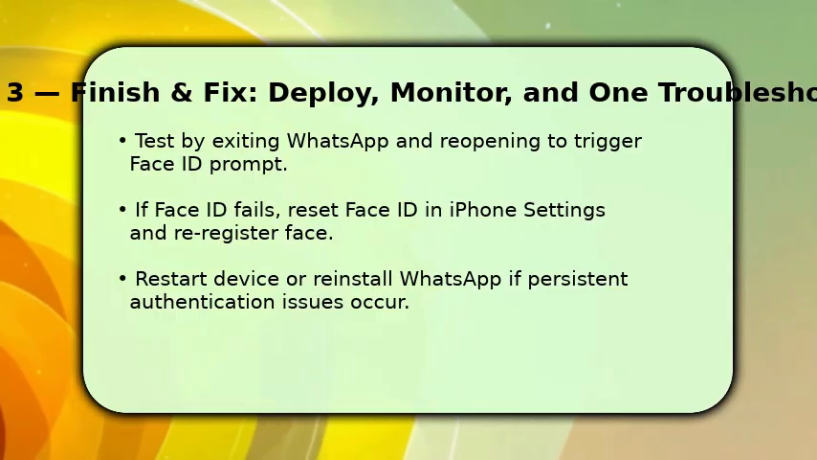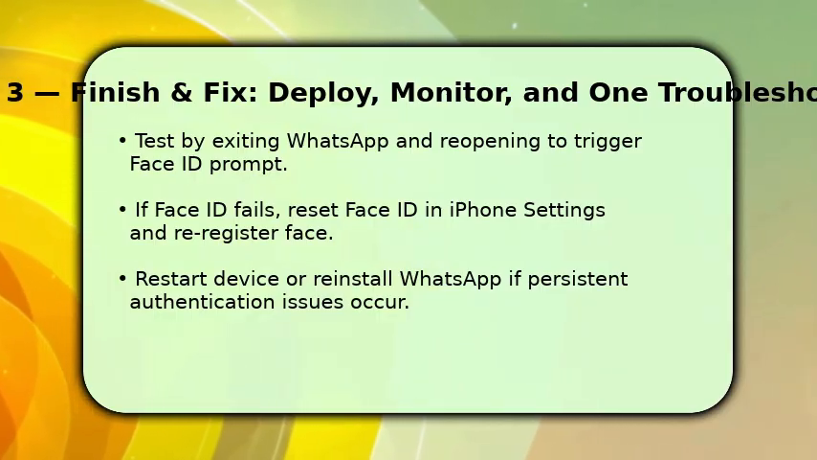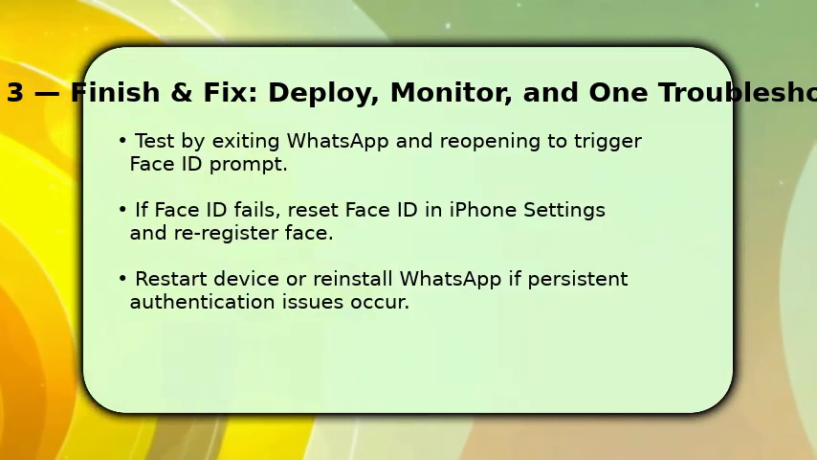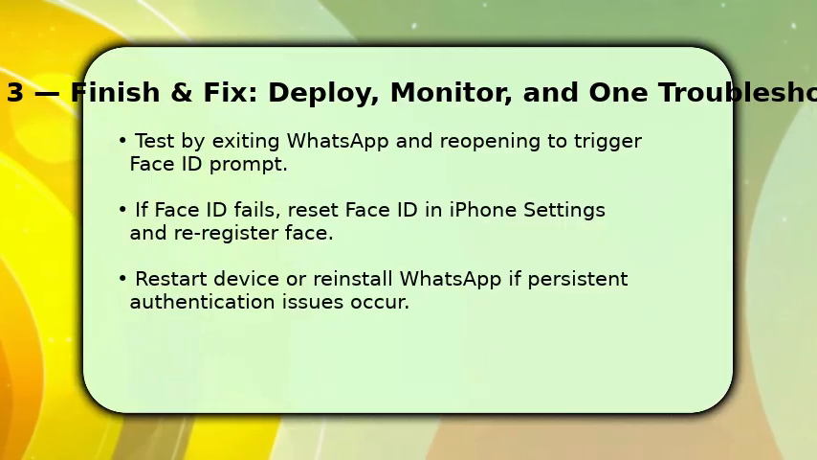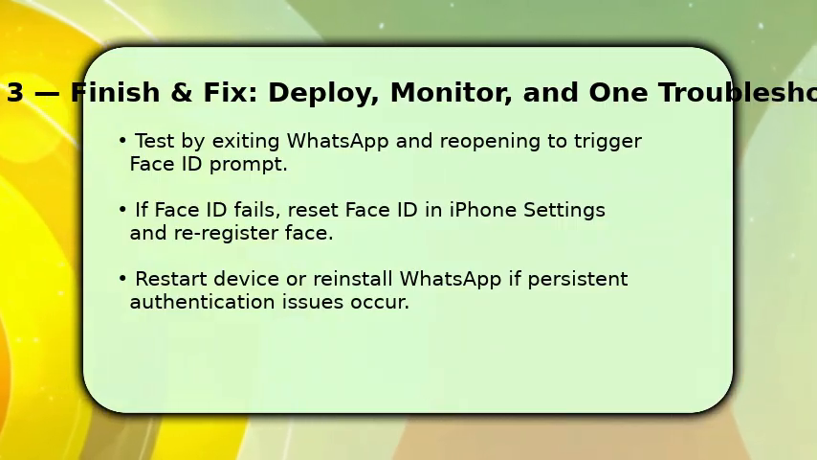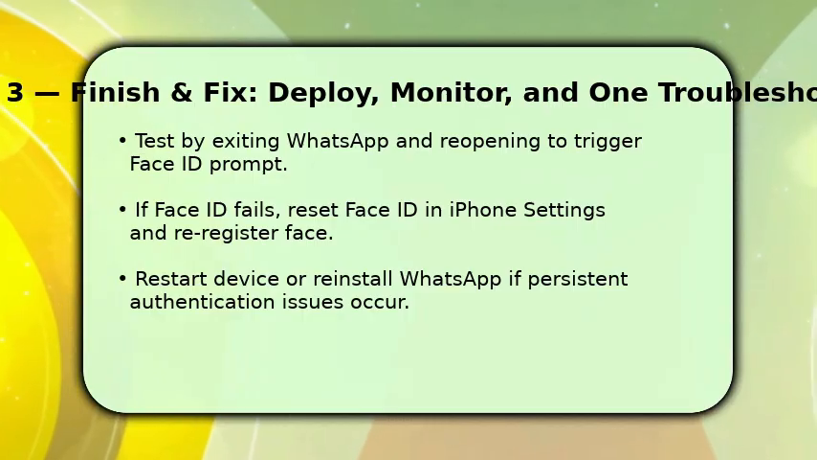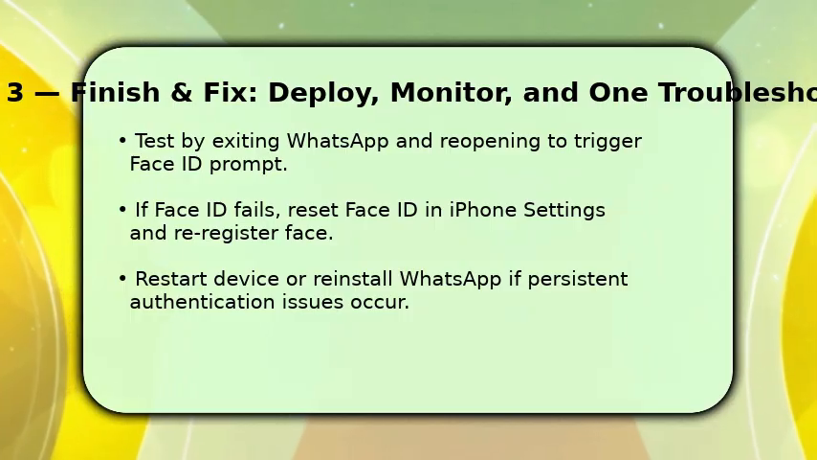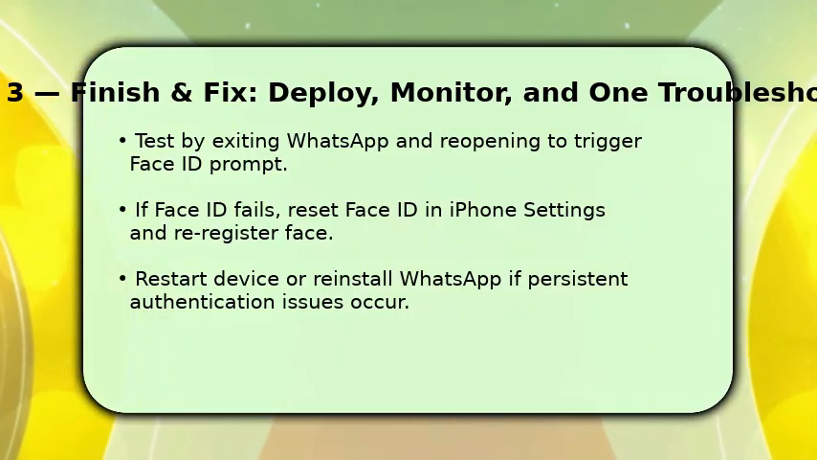If Face ID fails, make sure your face data is intact. Go to iPhone settings, reset Face ID, and re-register. Once re-registered, toggle WhatsApp lock off and on again. If problems persist, restart your phone. And as a last resort, reinstall. WhatsApp restoring settings might clear stubborn authentication errors.